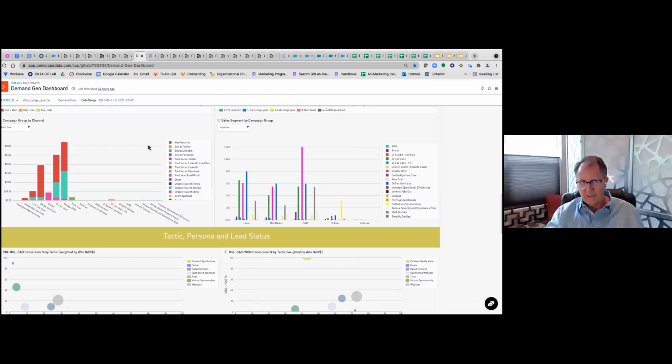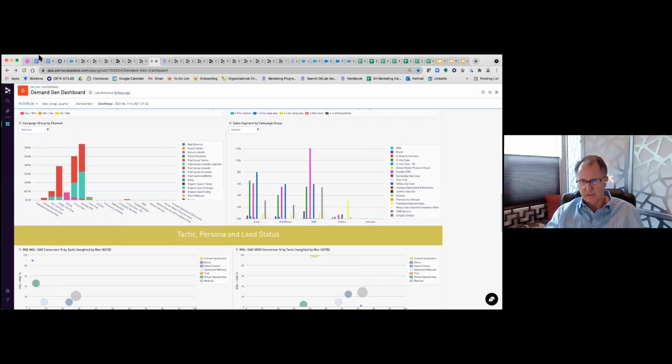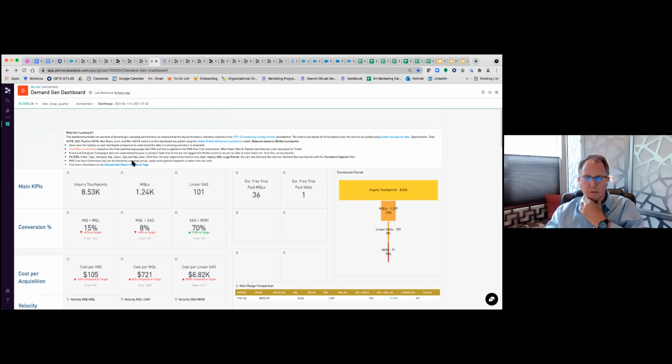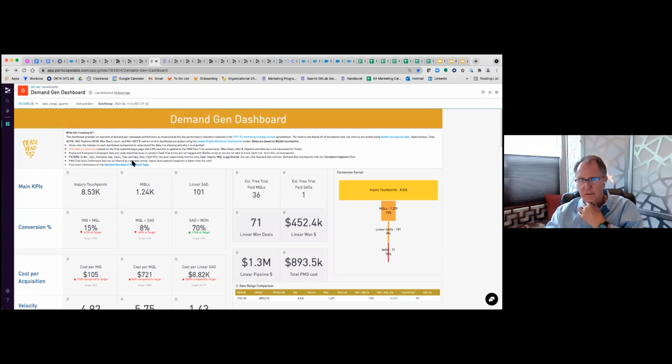So I'm in the demand gen dashboard pretty much every day. It's either the first thing I look at or the last thing I look at. What I'm basically doing is trying to understand our trend lines. There's a few things about the demand gen dashboard I love, and there's a few things that I'd like to see understood or corrected. So the first area is I want to understand how many inquiries we drove.